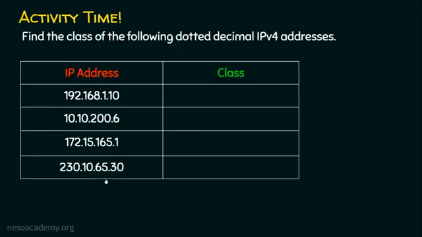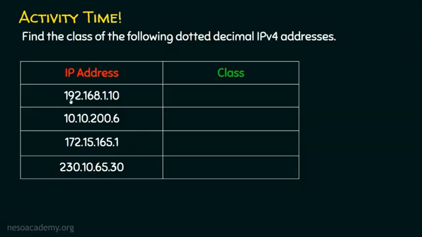How to identify the class of the IP address? We are required to focus on the first octet. If the first octet is between 0 and 127, it is class A. If it is between 128 and 191, it is class B. If the first octet is between 192 and 223, it is class C. Between 224 and 239, it is class D. And between 240 and 255, it is class E.